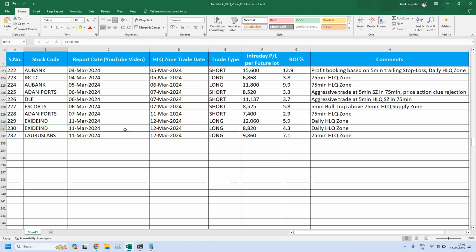And in the second Exide Industries trade, we got 8,820 rupees profit, which is 4.3% ROI. The earlier one was 5.9, but now the trade is a little above the previous trade, so ROI is reduced to 4.3. But both together, you got a 10.2% ROI today, and both together you got 20,880 rupees profit. So this is about Exide Industries.